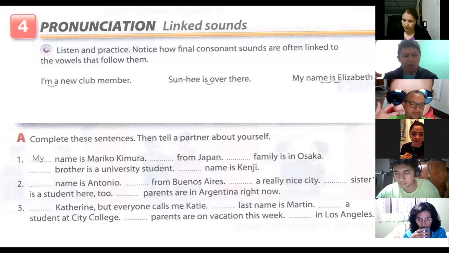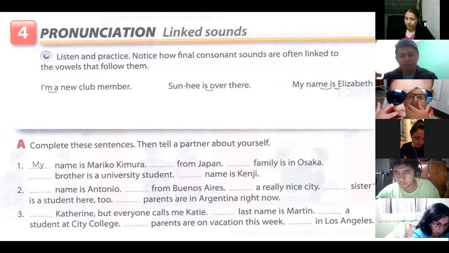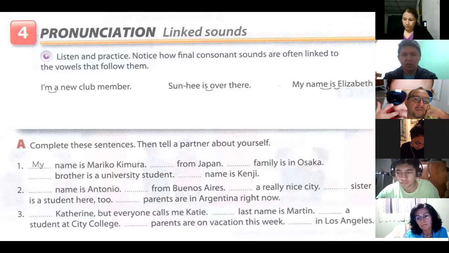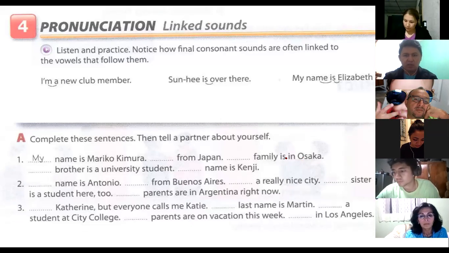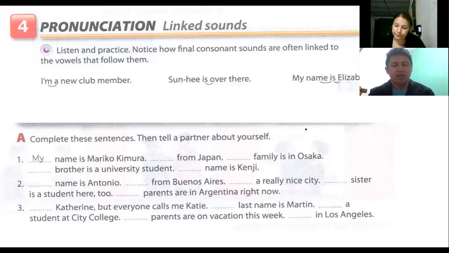All right, so welcome back, everyone. Let's see, it's 9:54. We still have like 8 more minutes before this class is over. So let's take advantage of the timing here. Can I have three volunteers to help us read this? I have one for Mariko Kimura, one for Antonio from Buenos Aires, and one for Catherine, please.